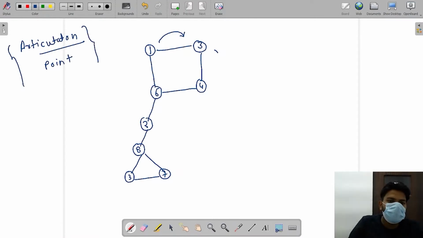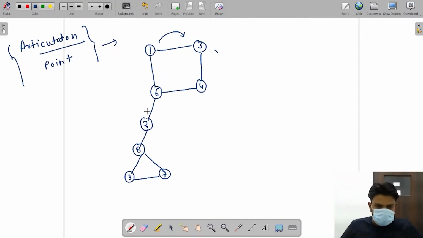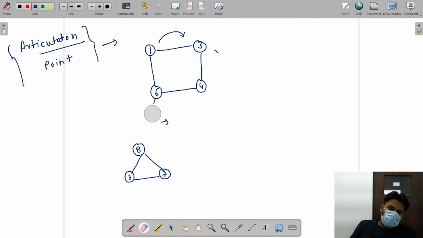So according to us, articulation point is defined as when we remove any node, any vertex like this. At this stage, when we remove this two, then this graph is divided into two parts. So this is our articulation point. How? When we remove this two, then the graph is divided into two parts, then this two is our articulation point.